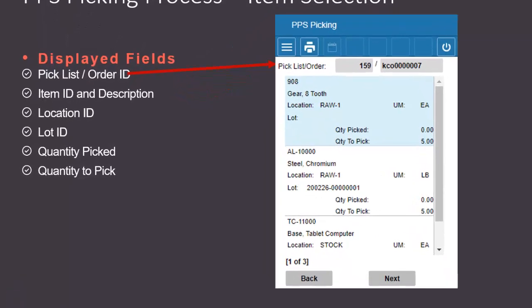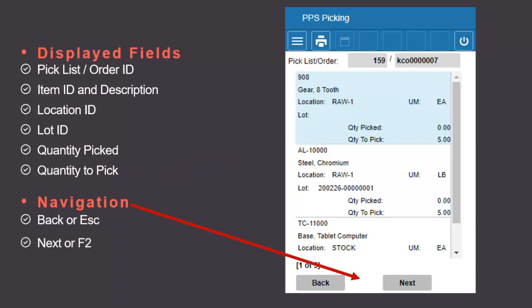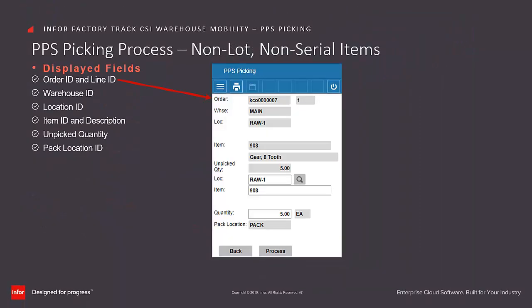The pick list order ID indicates what was selected to be filled by the previous selection. Each item detail includes the item ID and description, the location ID from which the stock should be picked, the lot number which should be picked if the item is lot controlled, the quantity already picked against this pick list, and the quantity remaining to be picked against this pick list. You highlight the item you want to pick and then click on Next to begin the picking process.